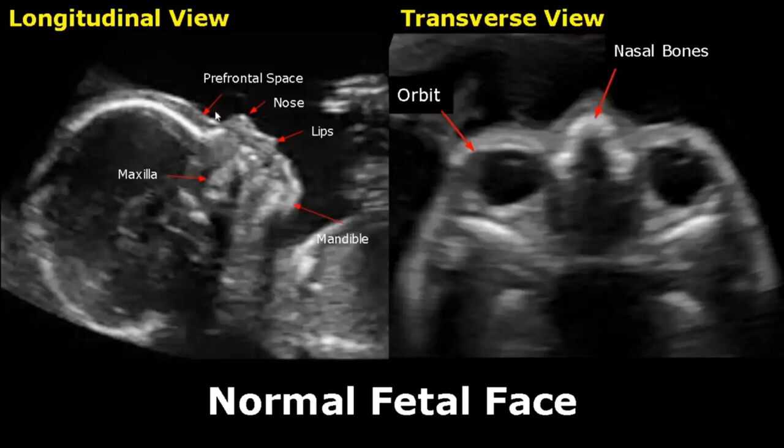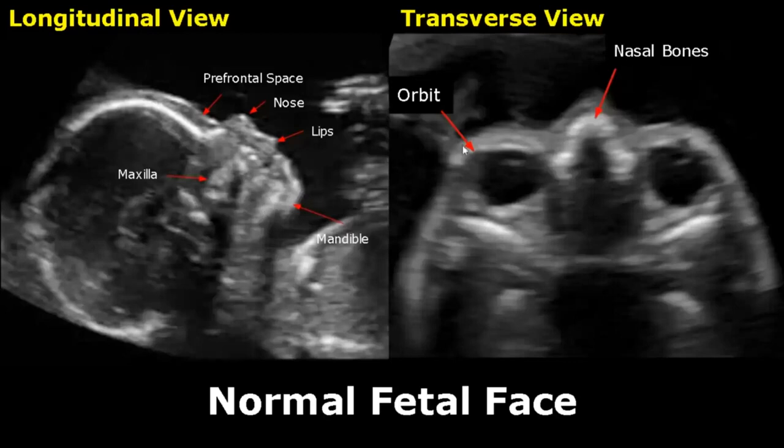We can see a lot of structures. Here is the prefrontal space in front of the frontal bone. This slanted hyperechoic line is the nasal bone. And here is the nose. You can see the upper and lower lips as well. This hyperechoic structure is the maxilla, and over here is the mandible.